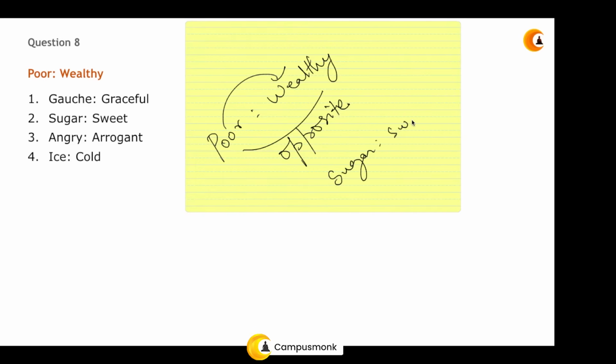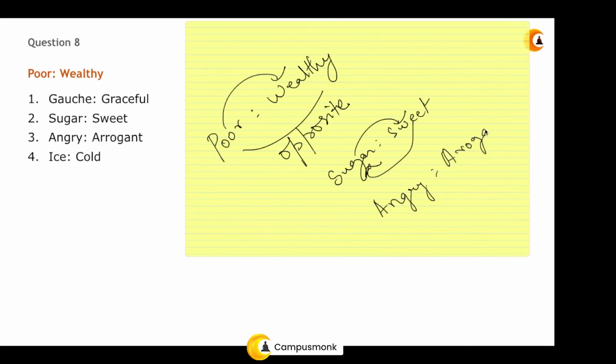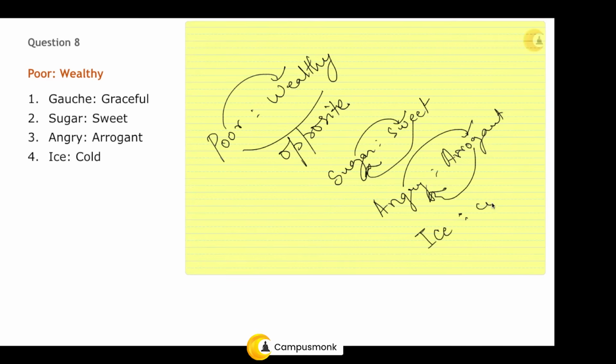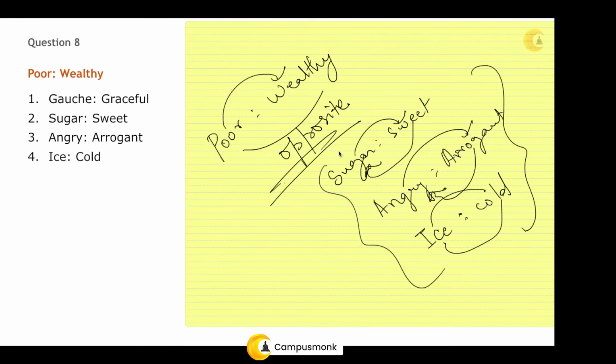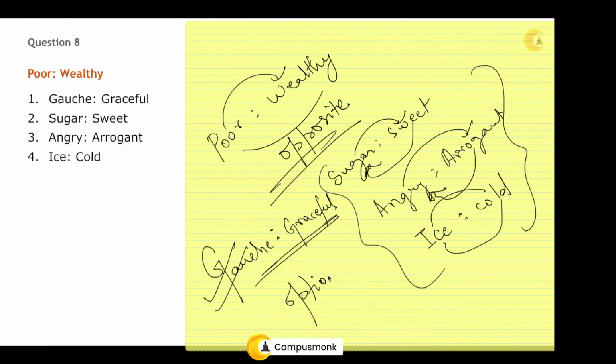Sugar is to sweet. These are synonyms. Sugar is sweet and sweet is sugar. Angry is to arrogant. These are also kind of similar, right? If you are angry, you might get arrogant. If you are arrogant, you might be angry, right? Ice is cold. Obviously ice is cold and cold things can be iced, so these have a similarity, they are not opposite. So what is an opposite? Gauche is to graceful. This is the opposite. So your answer is in option number 1.